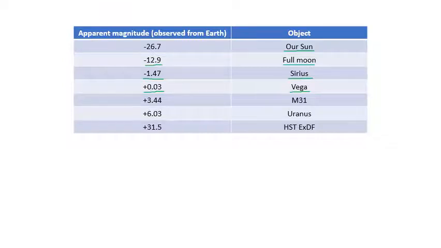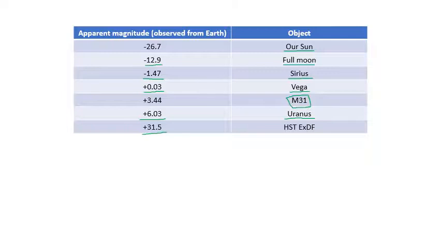M31 is the Andromeda Galaxy. It's a whole cluster of stars, a whole galaxy of stars, and it's just about visible with the naked eye on a really dark night. And it's got a magnitude of plus 3.44. Uranus is the dimmest planet that you can see with the naked eye, so you can just about see plus 6 magnitude objects. And then up at plus 31.5, this is the dimmest thing that can be seen with the Hubble Space Telescope. So there's no way you can see this with the naked eye.